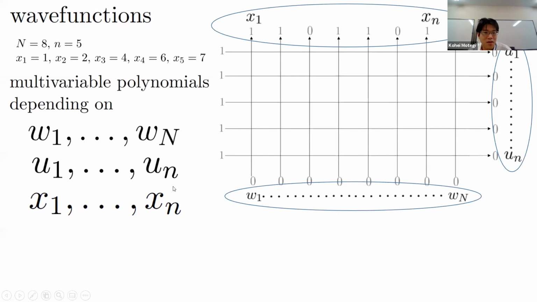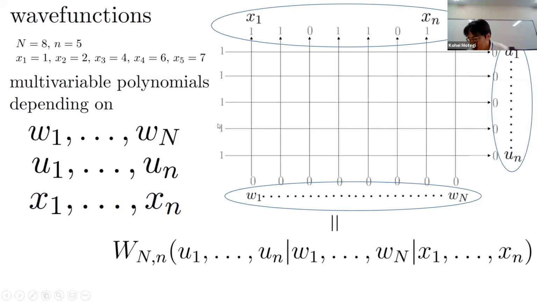And also it depends on the size of this partition function, so it depends on large n and small n. So this is some polynomial, but we don't know exactly what this is. But we know it depends on these parameters and this large n and small n. So I will denote this partition function as this. Okay.